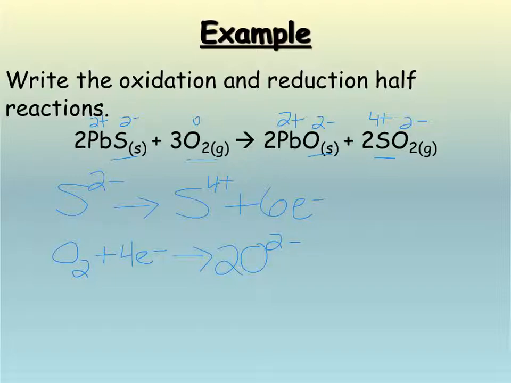Okay, so we're charge balanced and atom balanced. Now we've got to get our electrons to match. What number do 4 and 6 have in common? Hopefully you thought of the number 12. To get to 12, I would put a 2, and then obviously this would be 12. And then to get 4 to 12, I'm going to do a 3, and 3 times 2 will give me 6. All right, there you go.